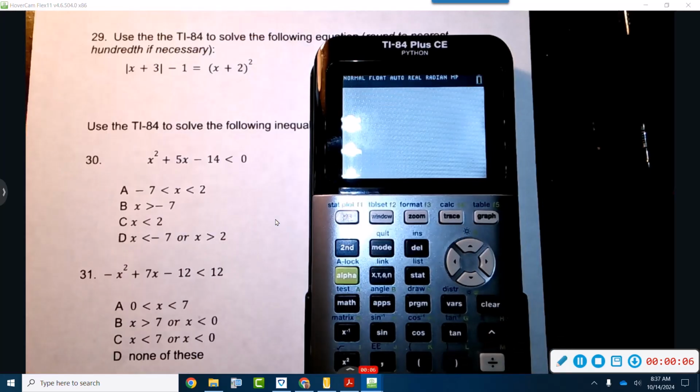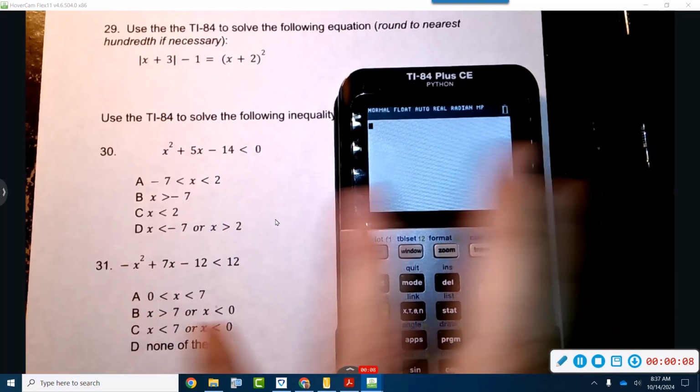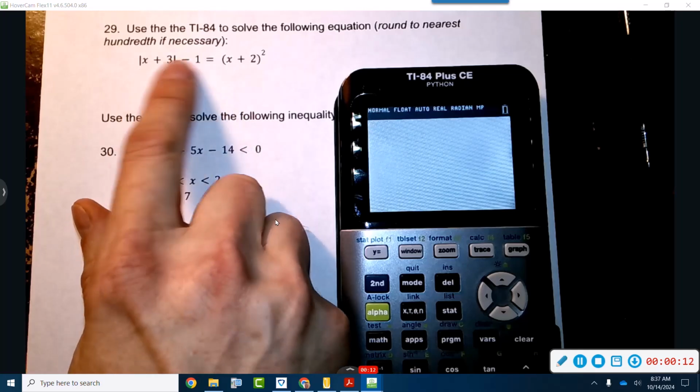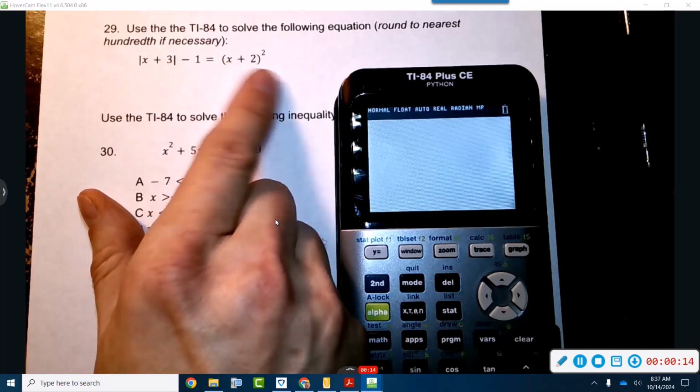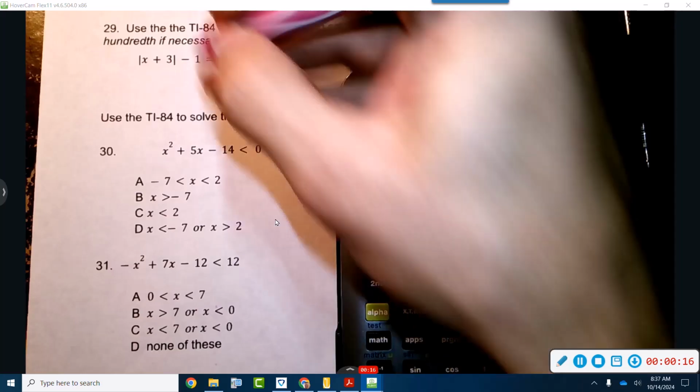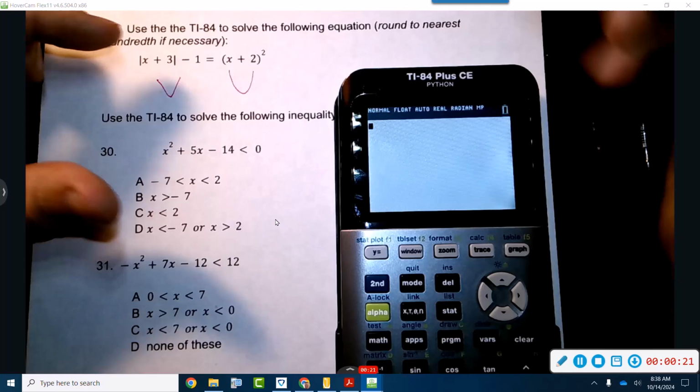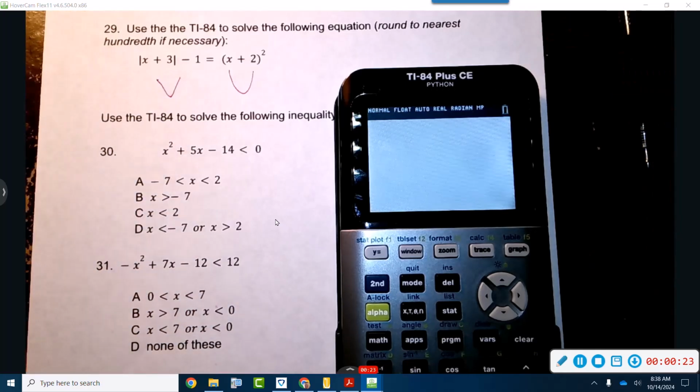Last batch here. Looks like we're going to solve using the TI-84. We're going to round to the nearest hundredths if necessary. And it looks like we have an absolute value and a quadratic. Now we could graph these guys. We know that this is a V shape and this guy's a U shape. So they might actually intersect possibly twice.